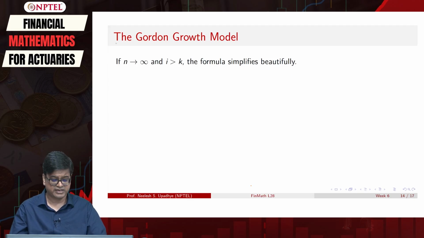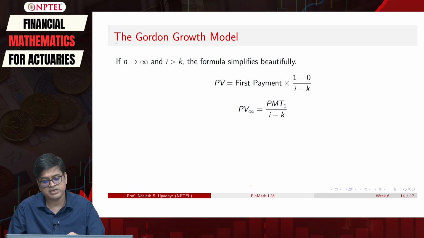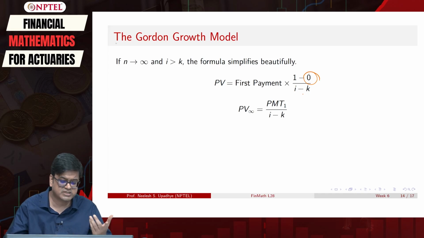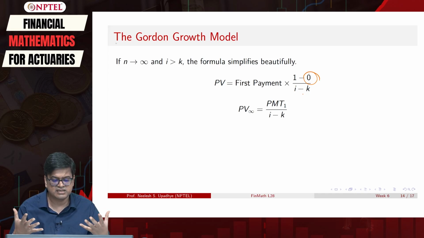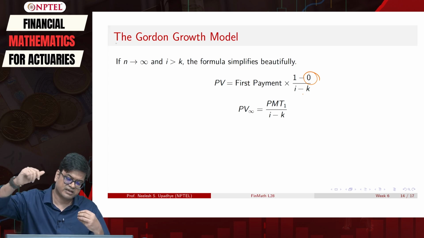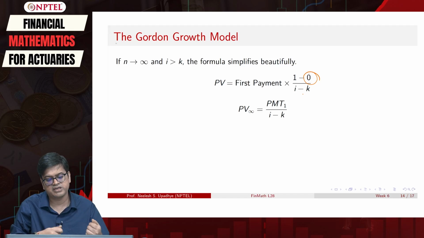You have a factor of (1 plus k upon 1 plus I) raised to n. That factor will tend to 0, which is similar to our other perpetuities, and that leaves us with 1 upon I minus k, which is expected. So this is the real interest that we are getting. The present value at infinite time will be the first payment divided by I minus k.